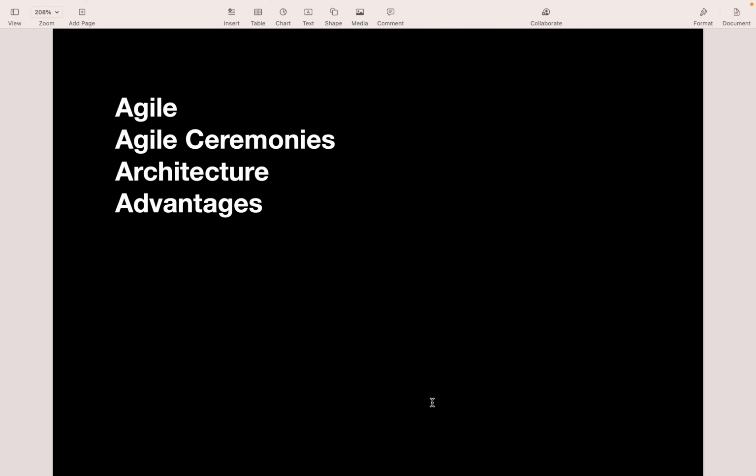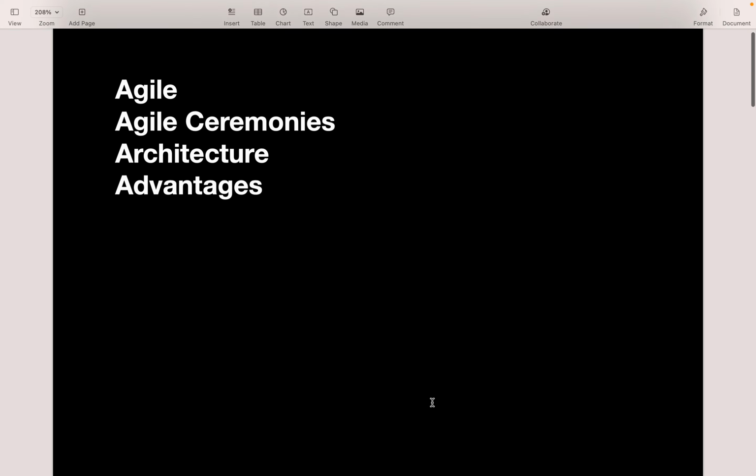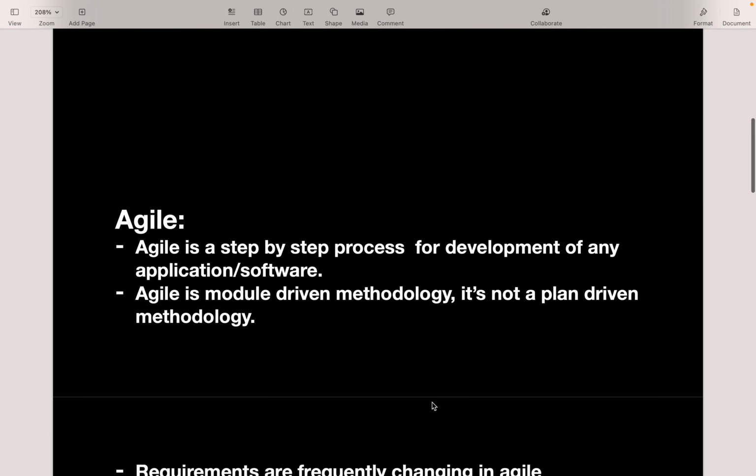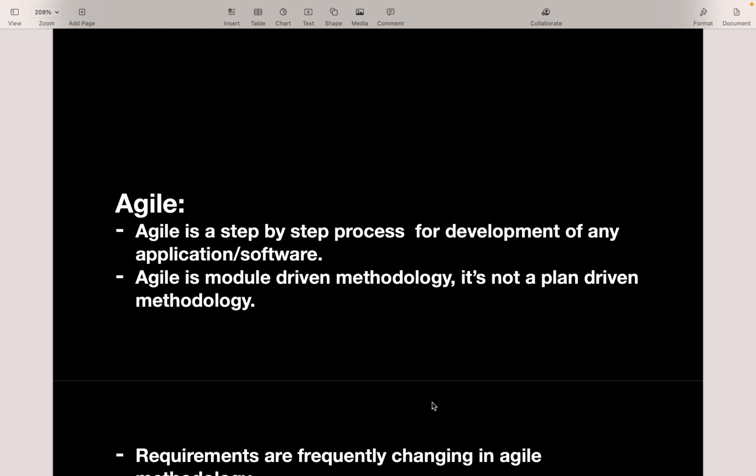Hello friends, today we are going to see what is Agile, Agile ceremonies, architecture of Agile and advantages of Agile. Let's see Agile. Agile is the step-by-step process of development of any application or software.